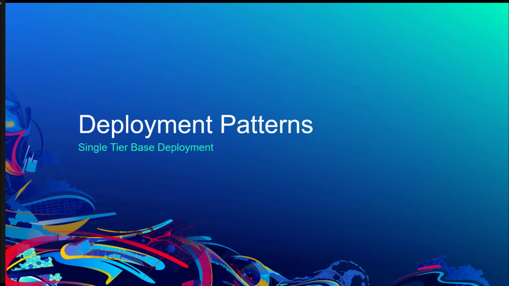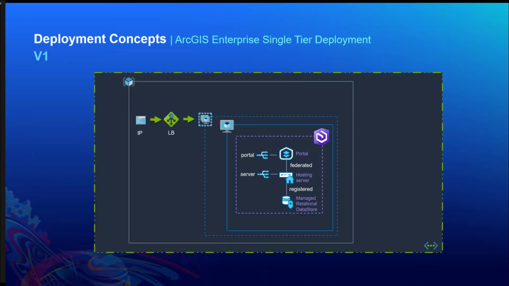Let's dig in a little deeper to understand these deployment patterns. Let's start with the single tier base deployment. In the version 1 architecture, where all those components were on a single tier, you had the portal component and the server component all running on the same machine and accessed via an external load balancer. In the version 2, you would see no change. It's just that the load balancer, from a layer 4 load balancer, is now the Azure Application Gateway, which is a layer 7 load balancer.